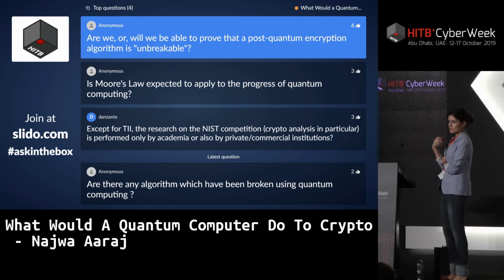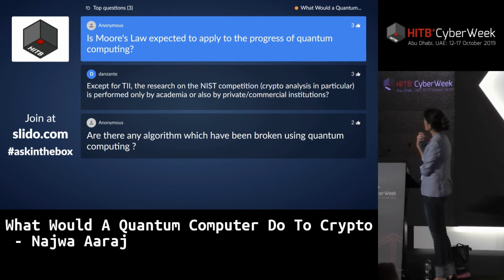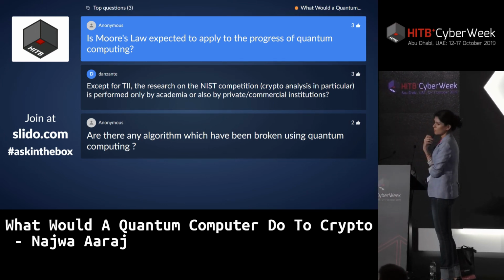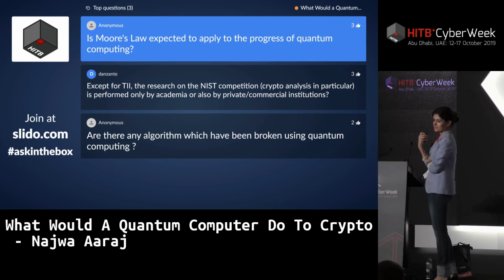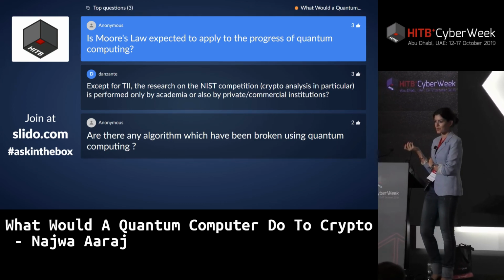I think the second question is for you more than for me. Is Moore's law expected to apply to the progress of quantum computing? I guess, yeah, but.